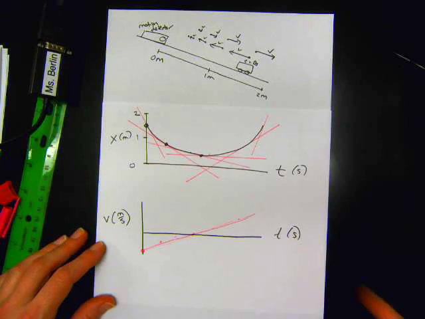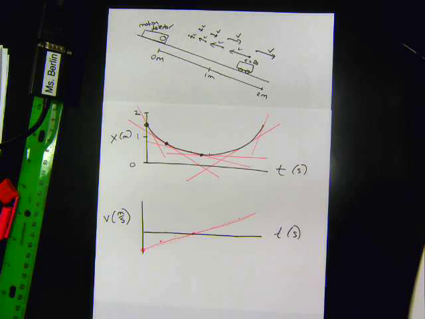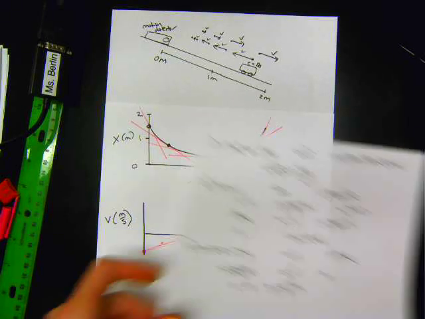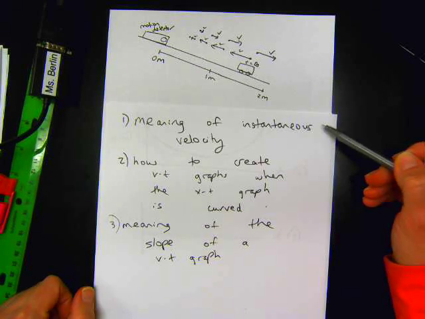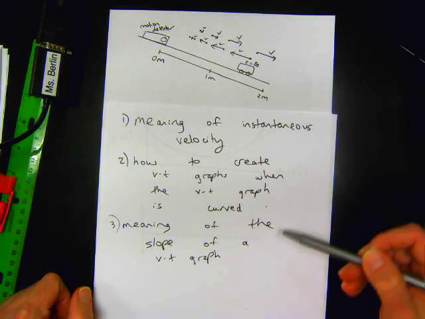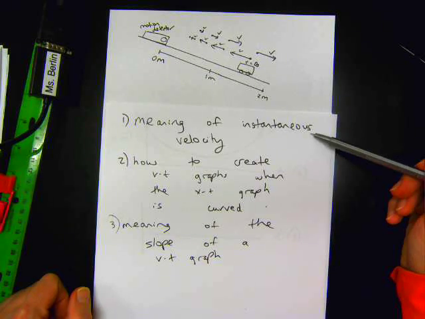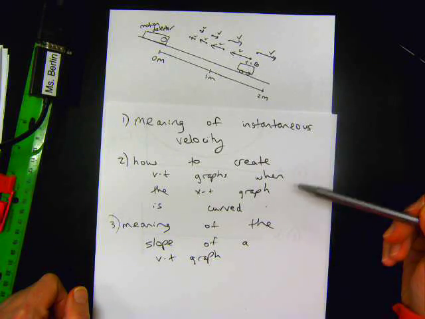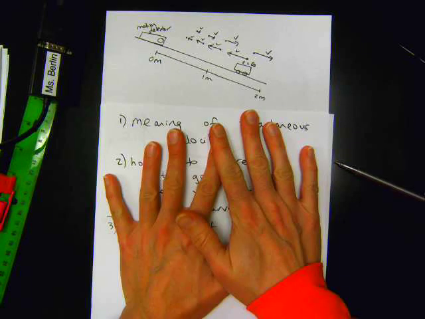The last piece we want to know about is the slope of a velocity time graph, but this would be a good time to pause. There are 3 things we're trying to learn. Can you summarize for yourself the first 2 before we move on to the meaning of the slope of a velocity graph? What does instantaneous velocity mean? How can you create velocity time graphs when you have a curved position time graph? So pause, say it out loud.